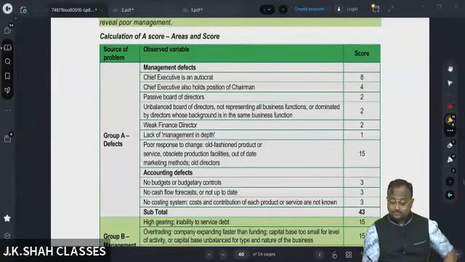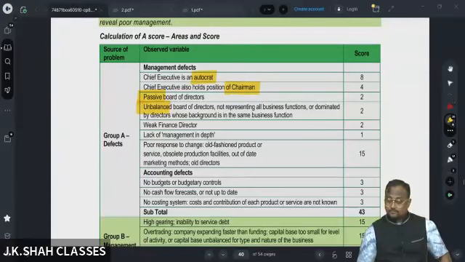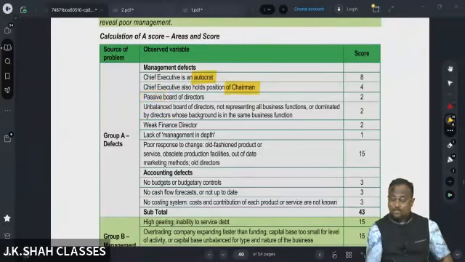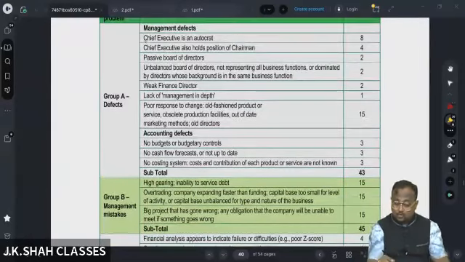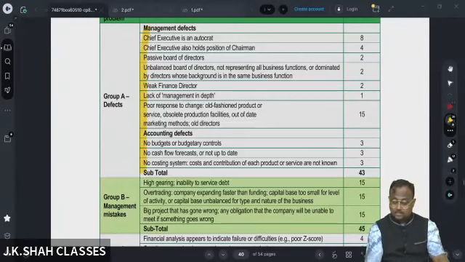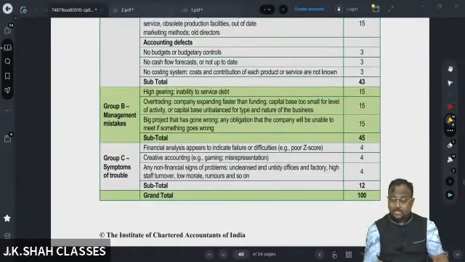देखो, मैनेजमेंट डिफेक्ट्स, ऑटोक्रेटिक चीफ एग्जीक्यूटिव, chairman, passive board of directors, unbalanced board of directors, not representing all functions. So सबके लिए उन्होंने एक एक पॉइंट दे रखा है. ग्रुप बी, मैनेजमेंट मिस्टेक्स. अब ये अगर ग्रुप ए आपके साथ होता है तो उसके रिपरकशंस क्या है?